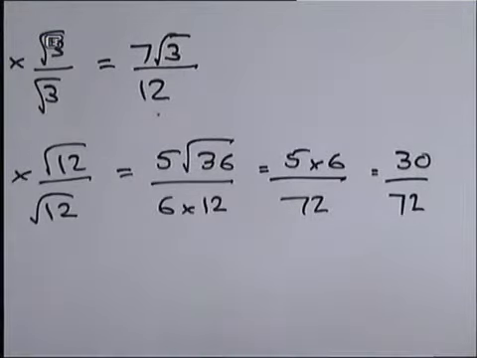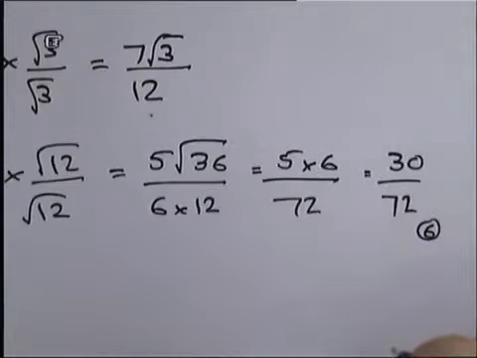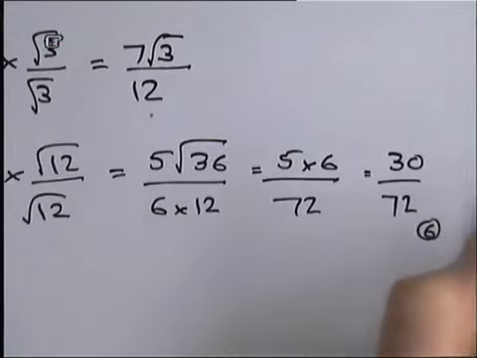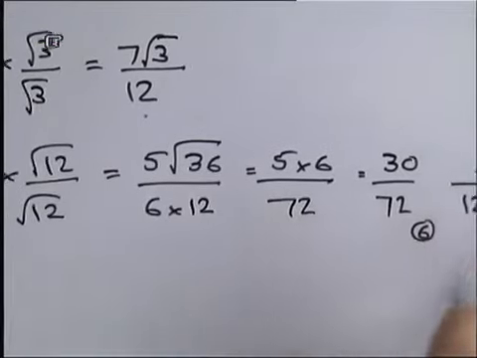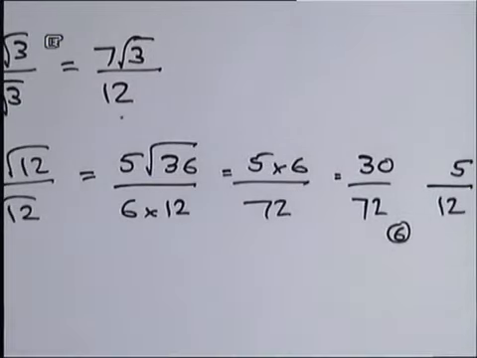And no surds involved at all. With that fraction, I can cancel that down. If you spot that 6 goes into both of those numbers, 6 goes into 30 5 times, and 6 goes into 72 12 times. So my final answer for this question is going to be 5/12.